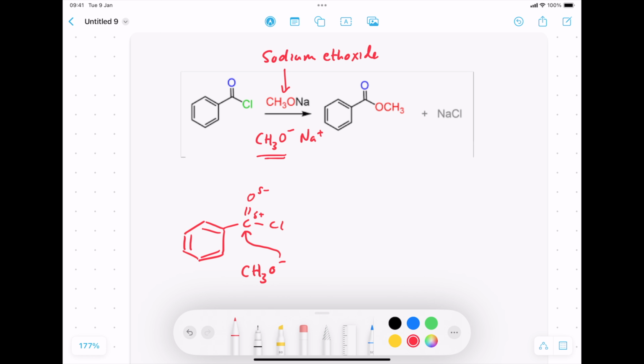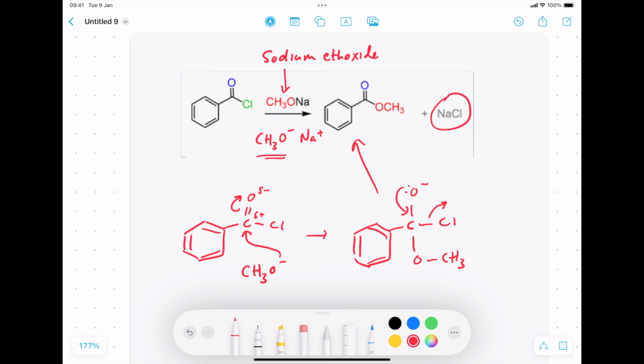Negative charge drawn to the delta plus, electrons kicked up onto the oxygen. Then that goes through to the CO-, chlorine and then OCH3. Then the lone pair on the oxygen drops back down, and then the chlorine is ejected to give the product plus NaCl. So let's see where that's coming from.